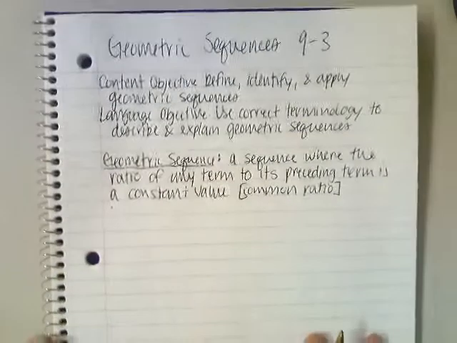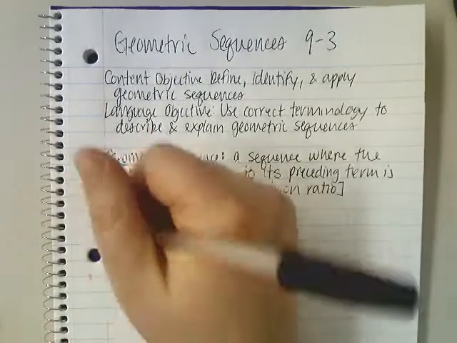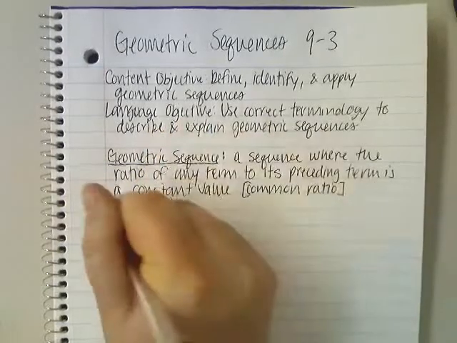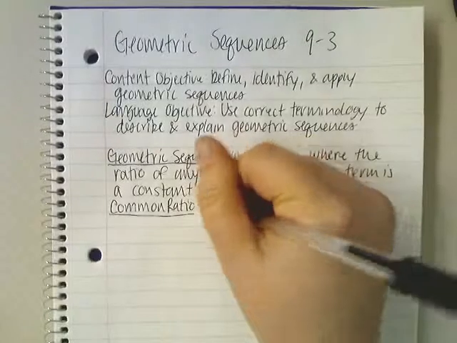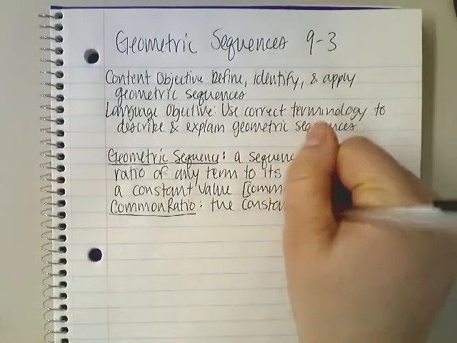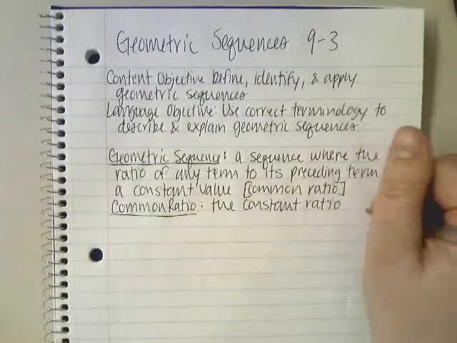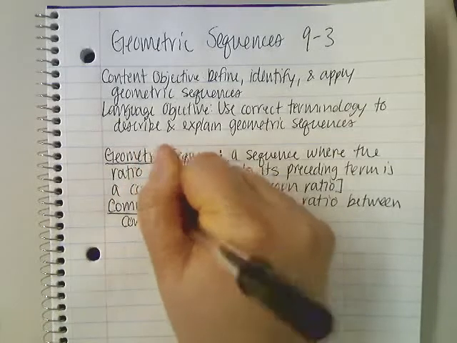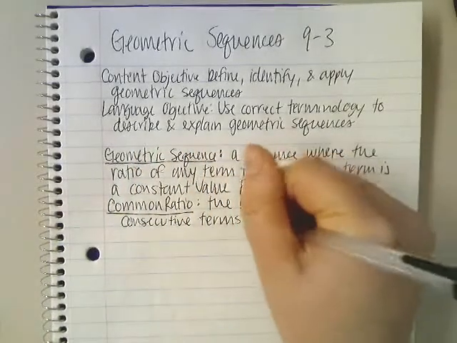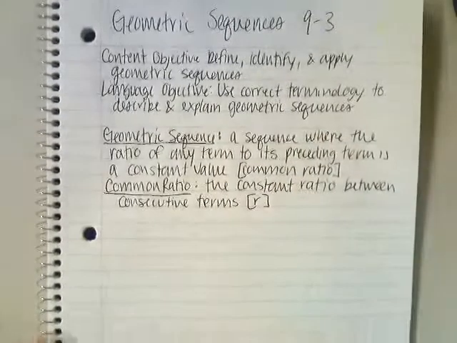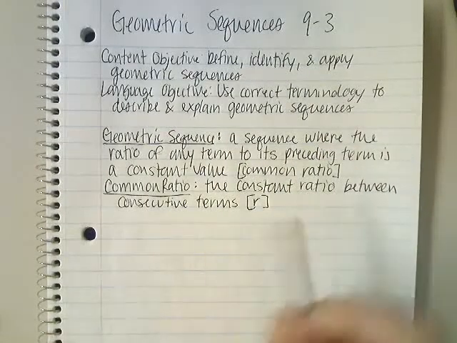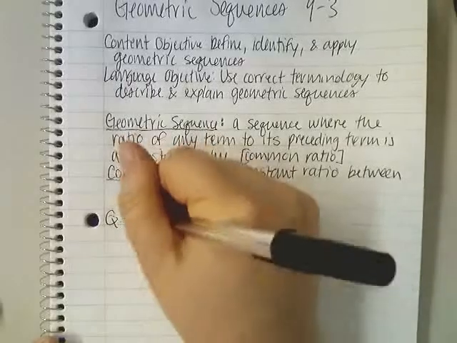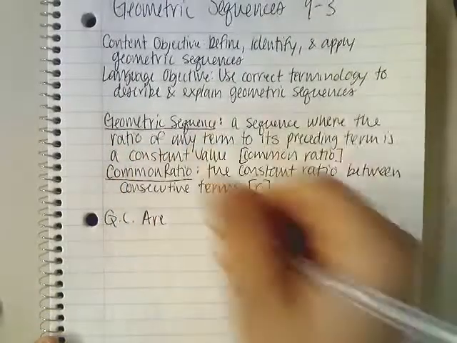So just like we had a common difference in our arithmetic sequences, we have a common ratio in our geometric sequences. So the common ratio we'll define next. That is the constant ratio between consecutive terms. And we'll use the variable r to represent that. So just like we used the variable d to represent common difference, we're going to use the variable r to represent common ratio. So we're going to start with a quick check to make sure you understand what I'm explaining and defining for a geometric sequence.